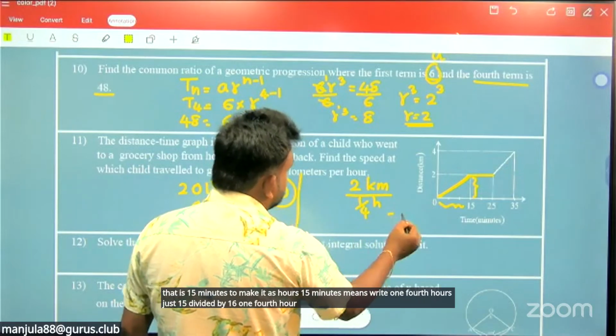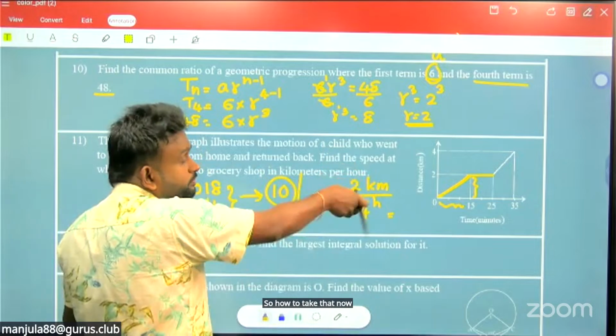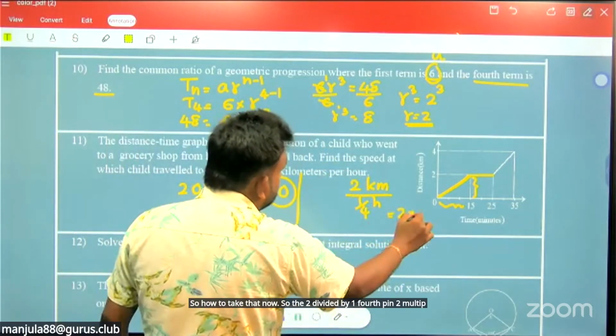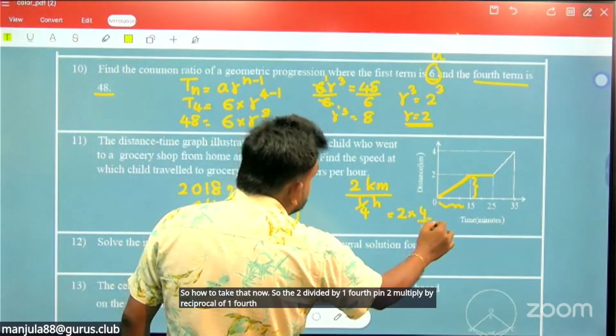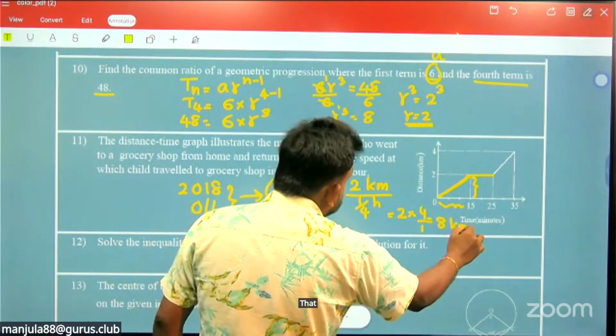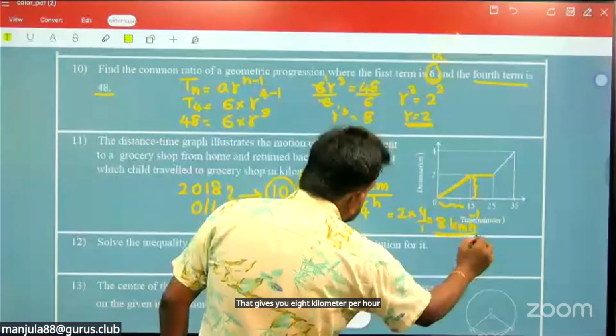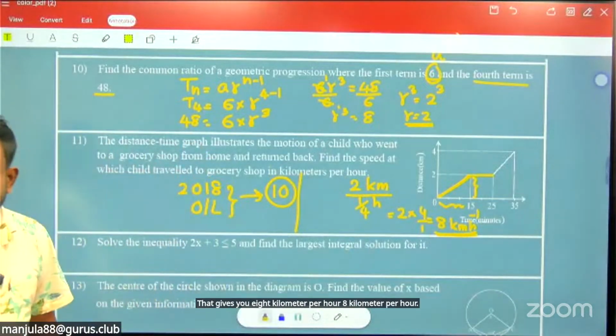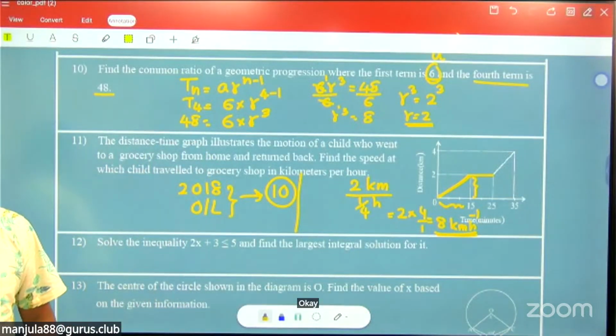So how do we get the answer? 2 divided by 1/4 means 2 multiplied by the reciprocal of 1/4, that is 4 upon 1. That gives you 8 kilometers per hour. 8 kilometers per hour.